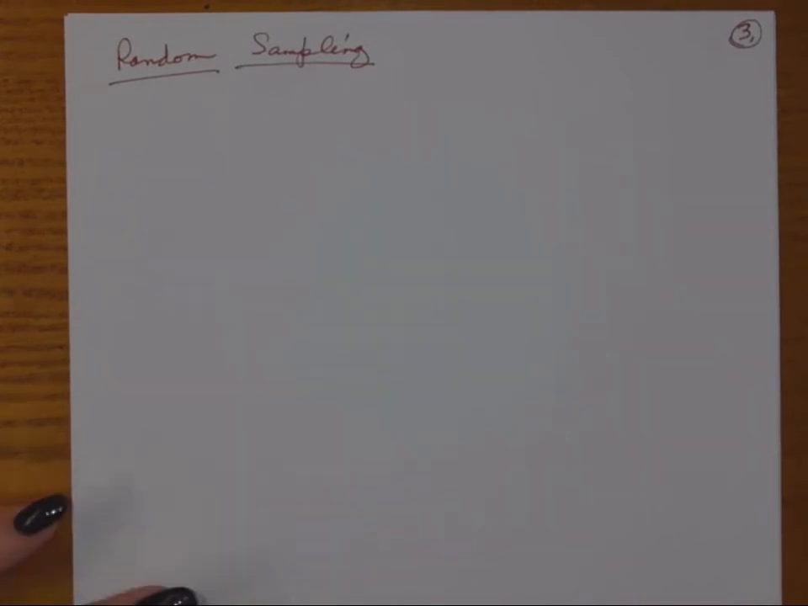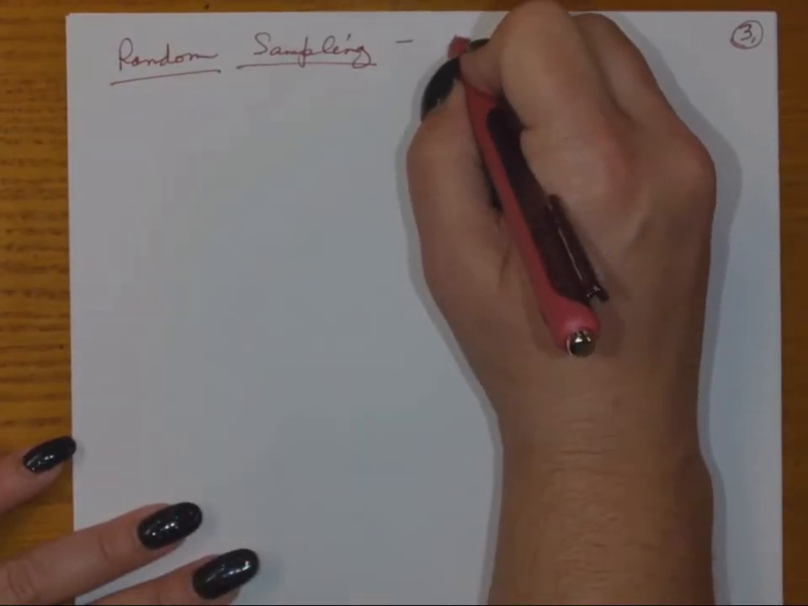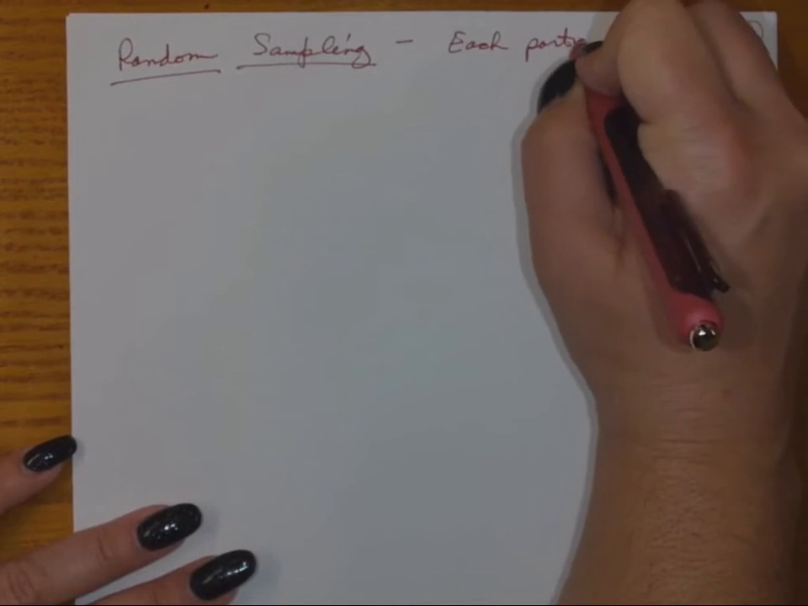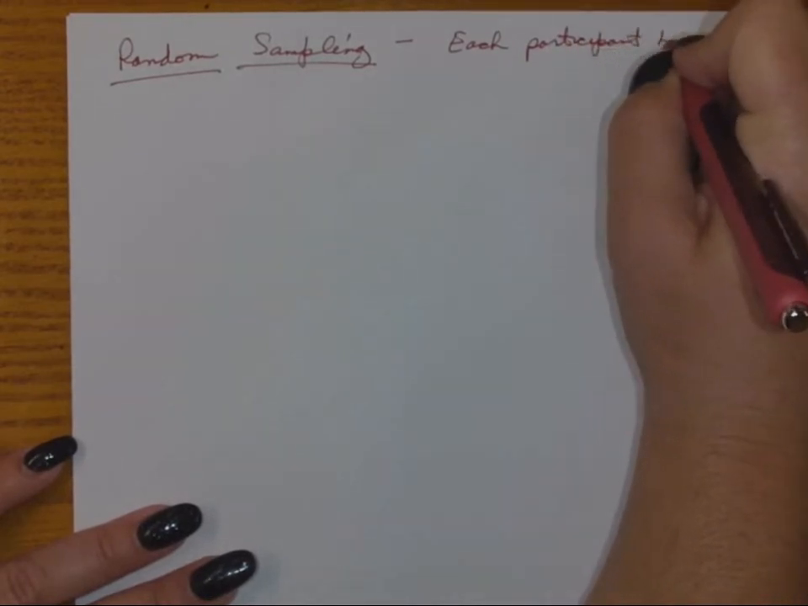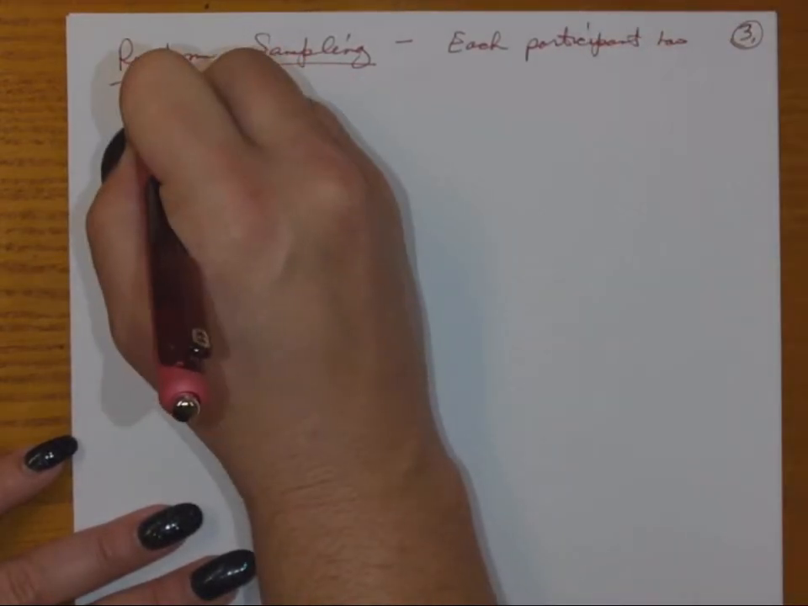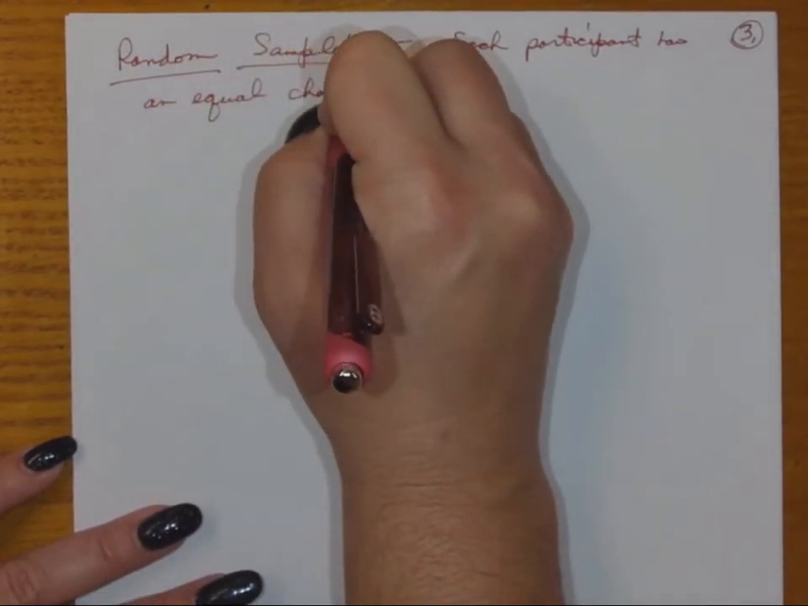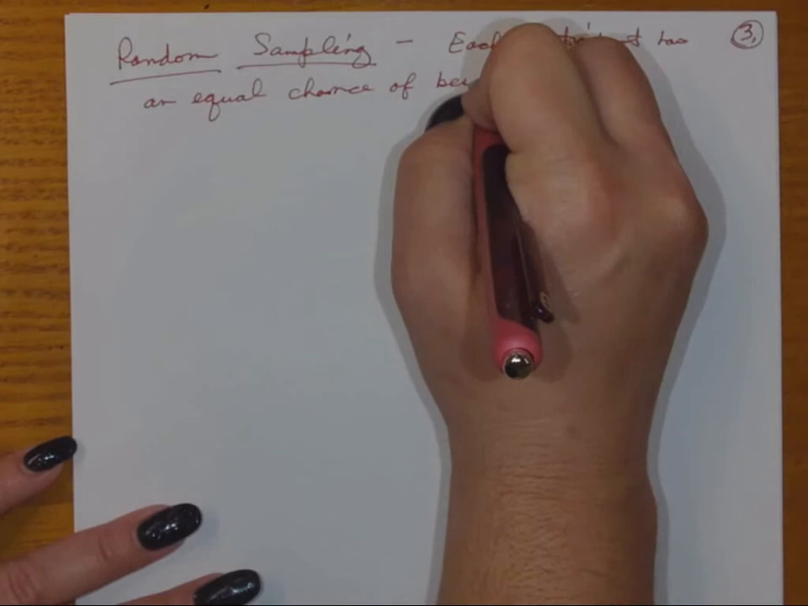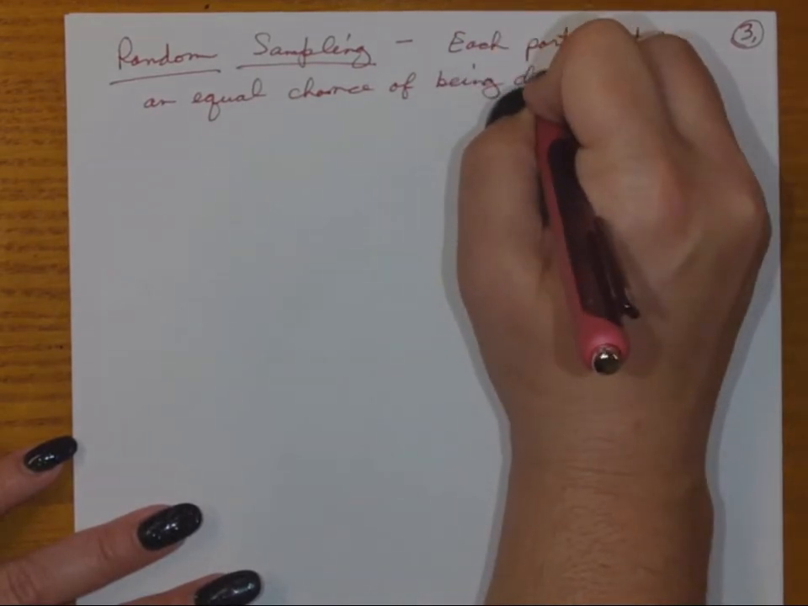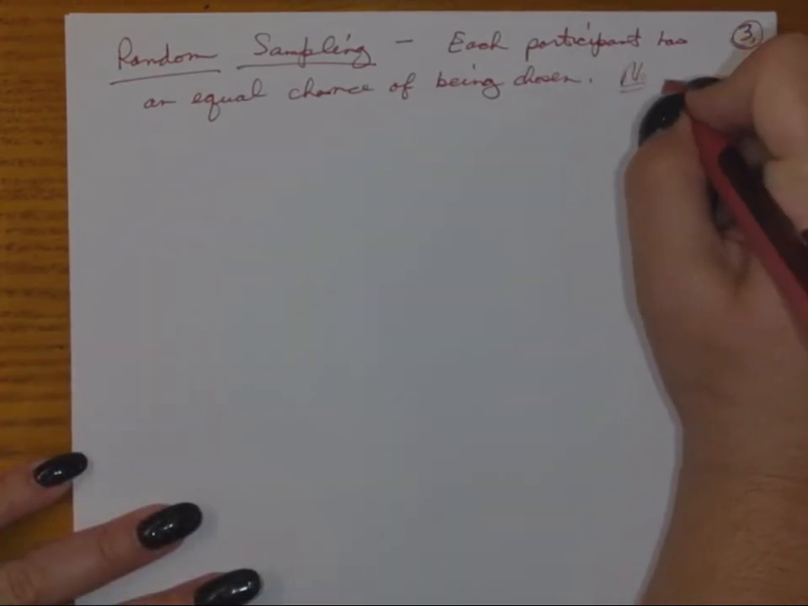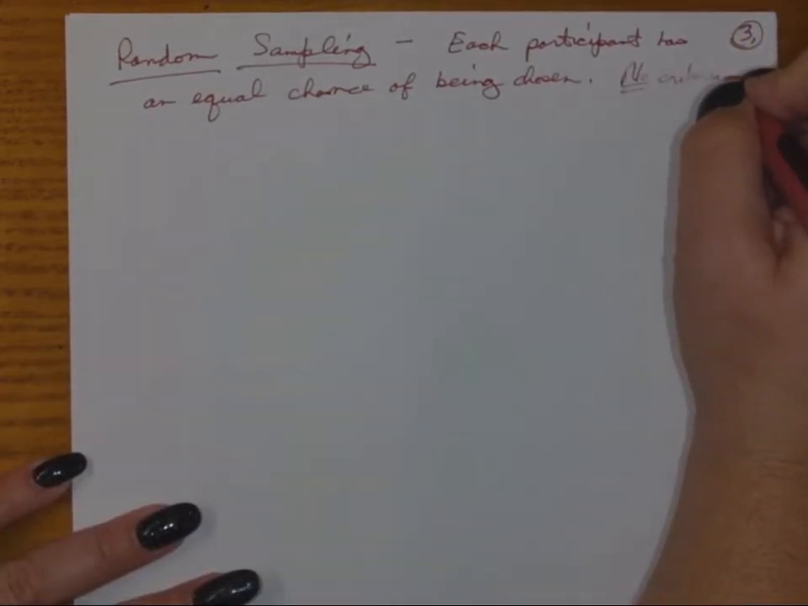Each number, or each, I'll say participant, has an equal chance of being chosen. That's what happens. It's just totally random. There's no criteria whatsoever for how I'm going to pick them.